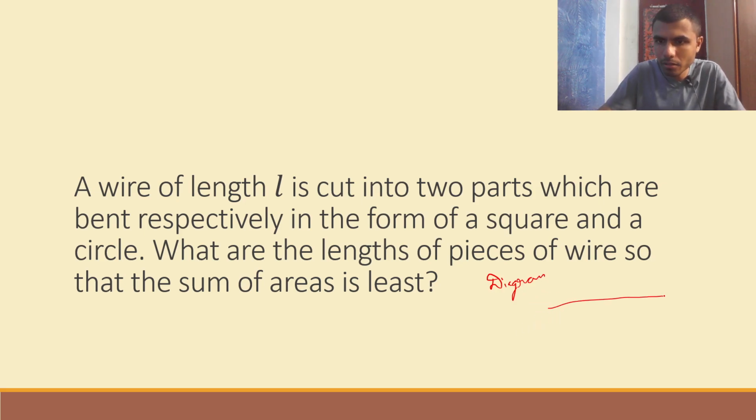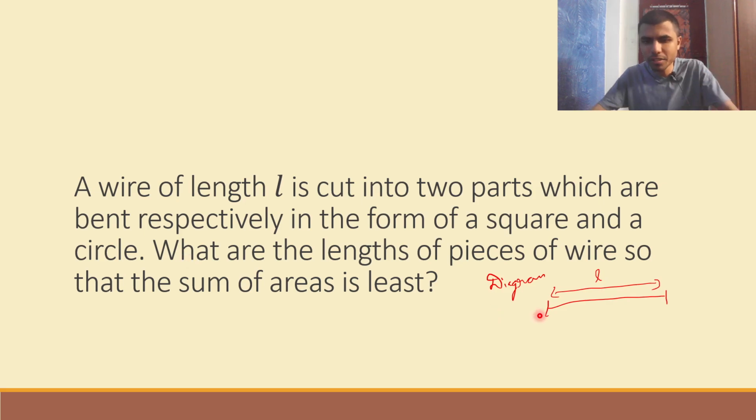Basically we have a wire of length L. This is the length of the wire. Now what they're telling: a wire of length L is cut into two parts. Let's first cut it somewhere here. Let the length of the first part be x. What will be the length of the remaining part? This is x, entire is L, so the remaining will be L minus x. Two parts: first part is x, second part is L minus x.